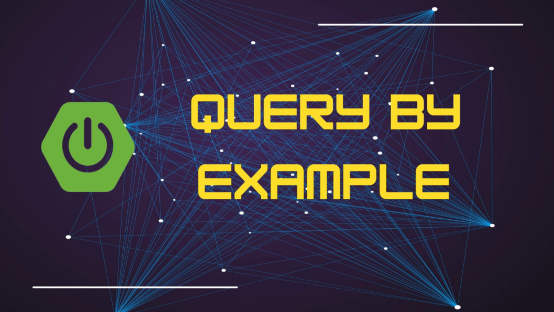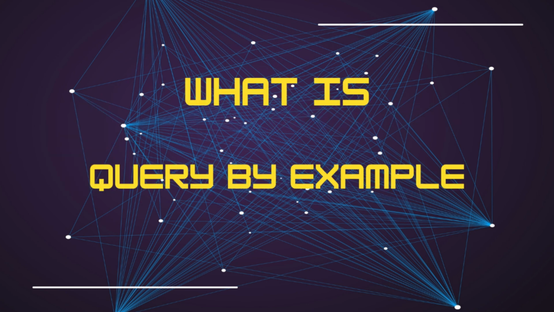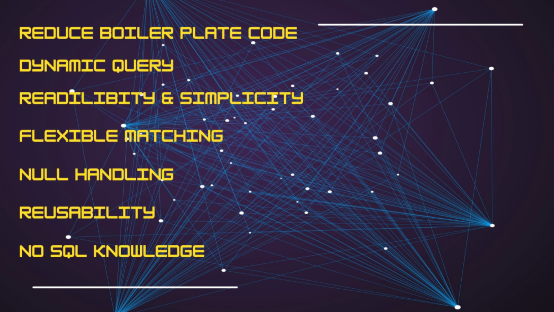So first things first, what exactly is Query by Example? Simply put, Query by Example allows you to construct database queries dynamically based on a prototype object, we can say an entity object. You can create an instance of your entity, set the fields you want to query, and Spring Data JPA handles the rest. No boilerplate code, no hassle.